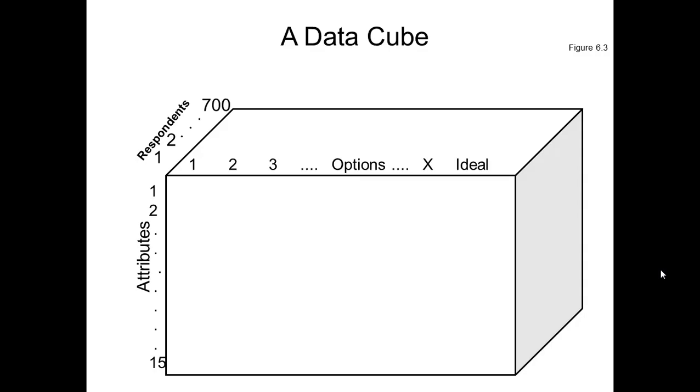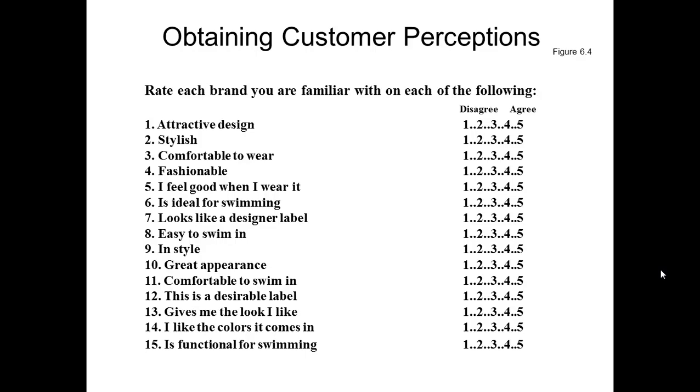A data cube. It's just another way of plotting information. So there's attributes and there's the number of respondents and the different options that can be plotted on here. It's not as clear or concise as some of the others, so I'm going to pass over this one, but it is in your book, Figure 6.3.